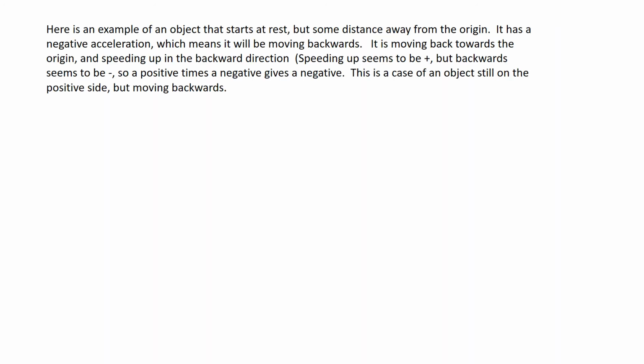Here's another example. Object will start at rest, but it's going to be located some distance away from the origin. It's going to have a negative acceleration. That means it's moving backwards. It will be moving backwards towards the origin, but speeding up in the negative direction. This can be a little bit confusing. Speeding up seems to be positive, but backwards is negative, so a positive times a negative is a negative. In this case, my object is going to have a negative acceleration. It'll be moving backwards from the positive side.